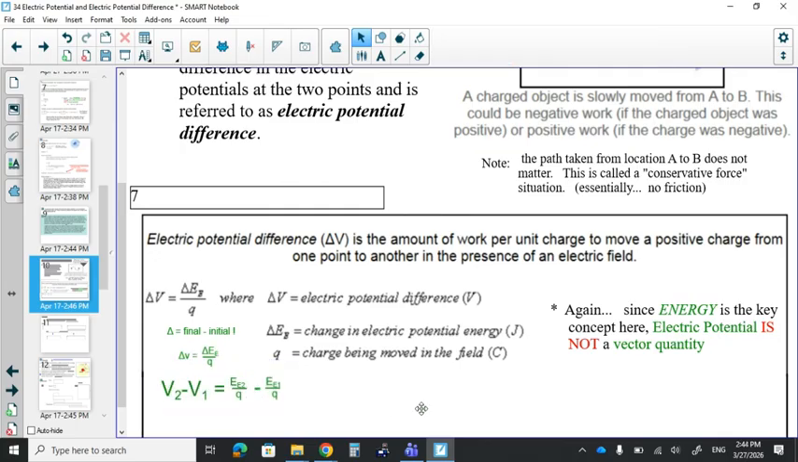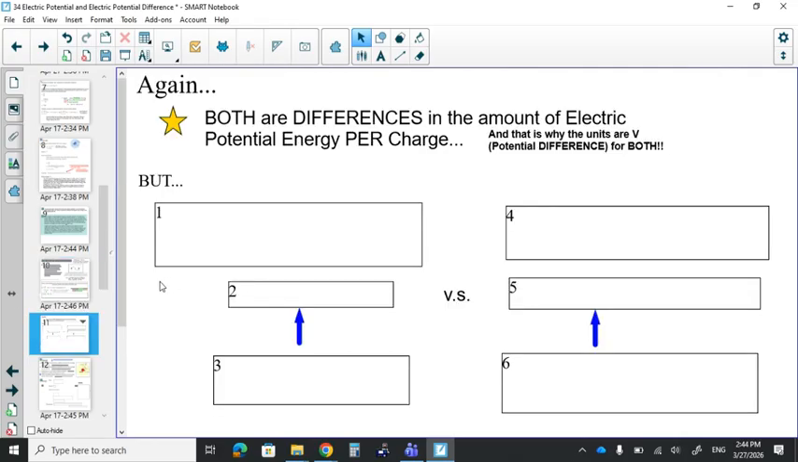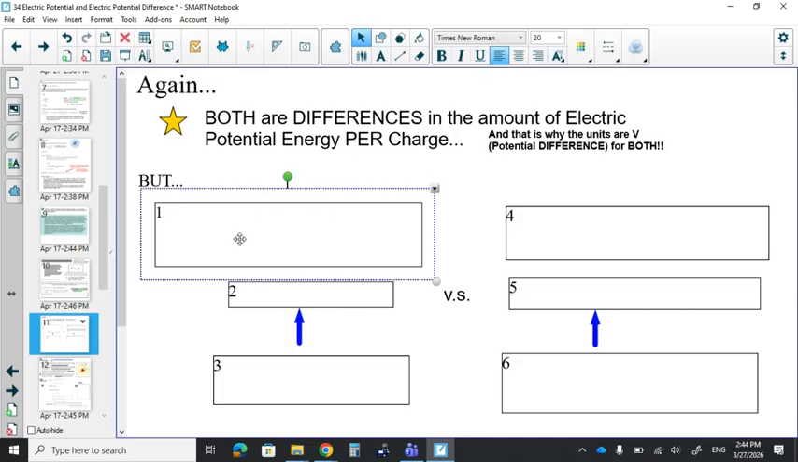So the final potential minus the initial potential would equal the final electric potential energy per charge, take away the initial electric potential energy per charge. So again, both are differences in the amount of electric potential energy per charge. That's why they're both voltages, of course, right?